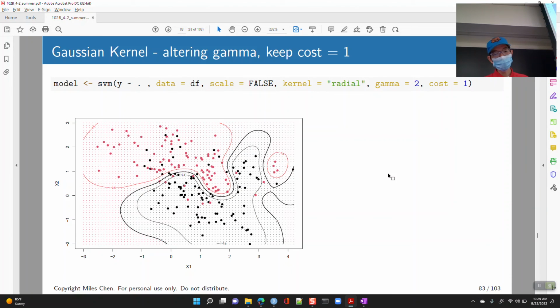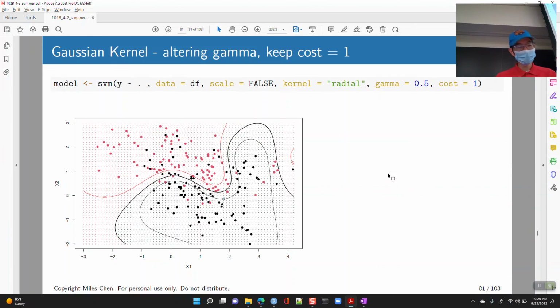So the analogy I like to use is to imagine trying to draw a boundary using some kind of cable here. All right, do I have a cable that I can use?